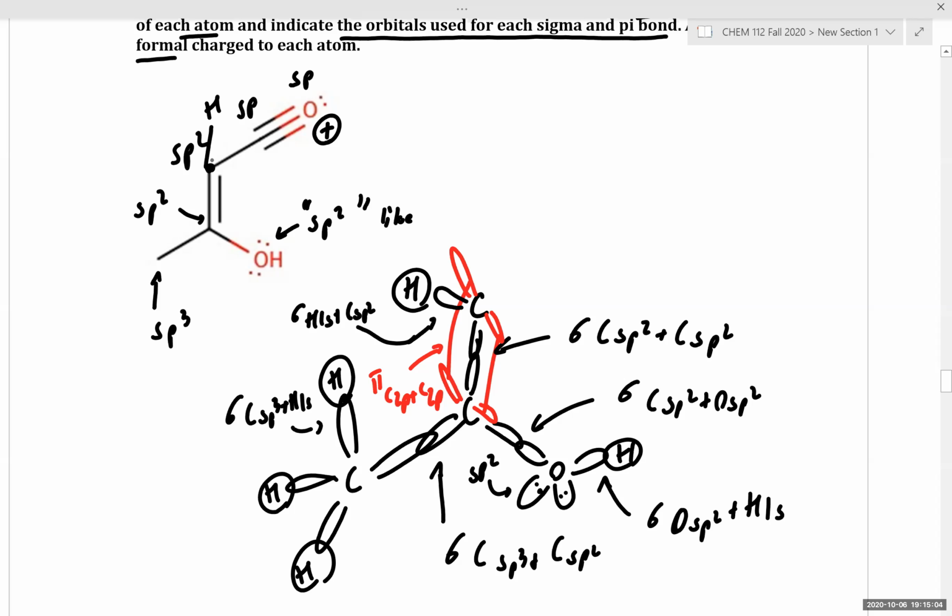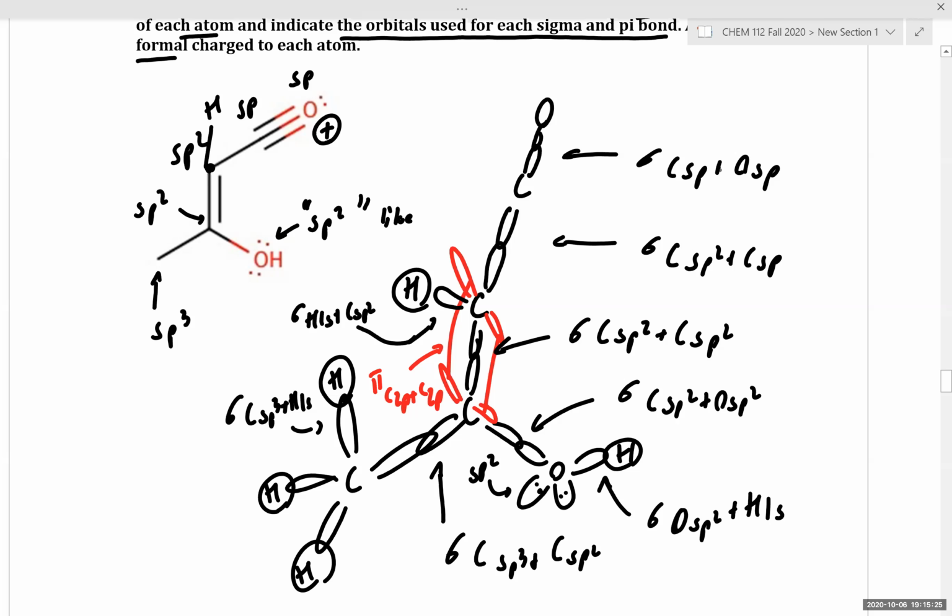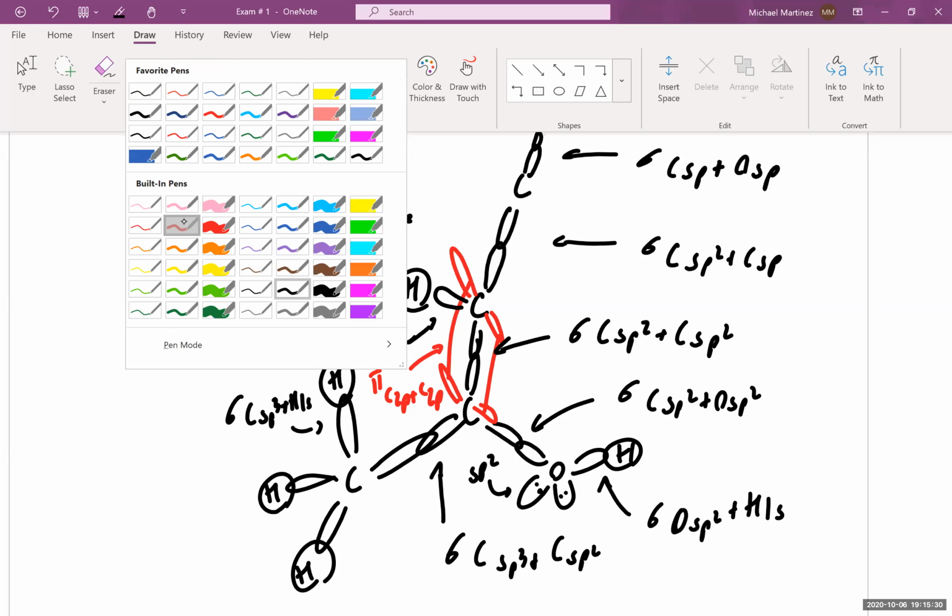So we're up to here at this point. Next, we need to show our next sigma bond. And this is a sigma bond between a carbon sp2 and a carbon sp orbital. For our carbon-oxygen bond, it's a sigma bond between a carbon sp and oxygen sp orbital. And now we have to draw out our p orbitals.